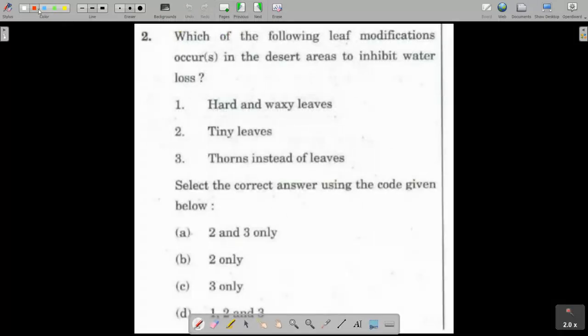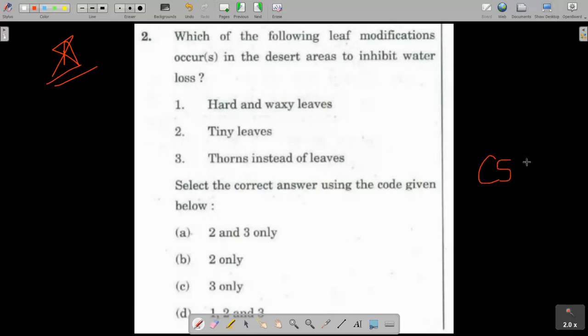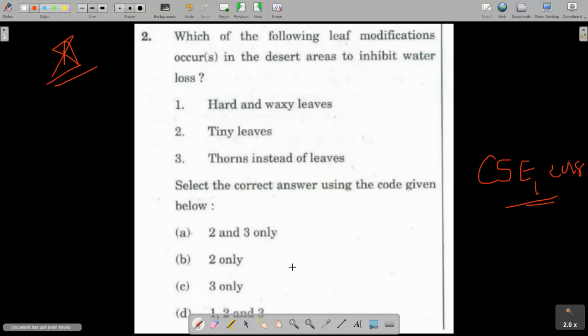But before we start, as usual, one question for the non-technical section. This question was asked in Civil Services Exam 2018 prelims. Which of the following leaf modifications occurs in the desert areas to inhibit water loss? First, hard and waxy leaves; second, tiny leaves; third, thorns instead of leaves. Select the correct answer using the code given below. Option A: 2 and 3 only, option B: 2 only, option C: 3 only, option D: 1, 2, 3 all. You have to answer me in the comment section.